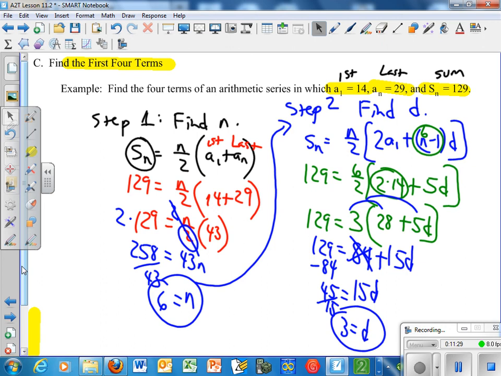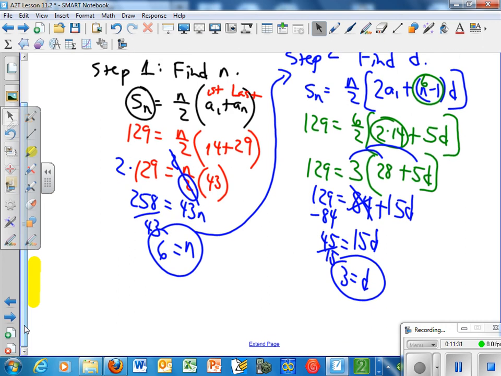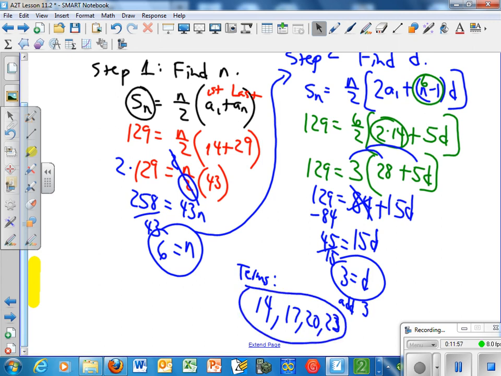So we know the first term again was 14. So here's the terms in the sequence. The first one was 14. Remember, that was given, A1. We know we add 3 between terms. So that means 17. Then we're going to add 3 again, 20, and 23. There would be the first 4 terms of that sequence.